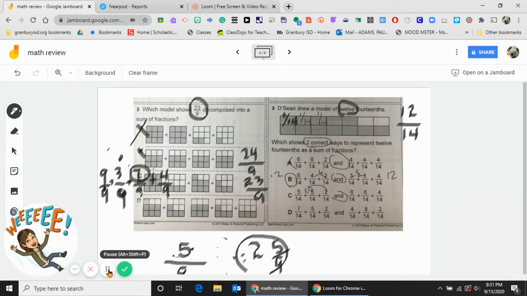Clap your hands together. Now let's pat our knees.